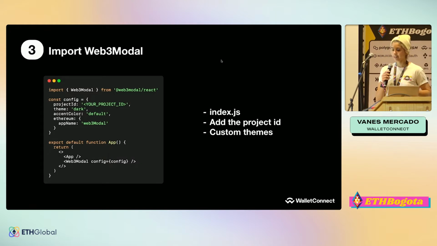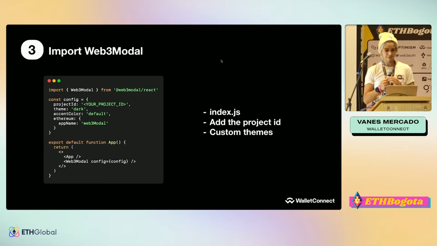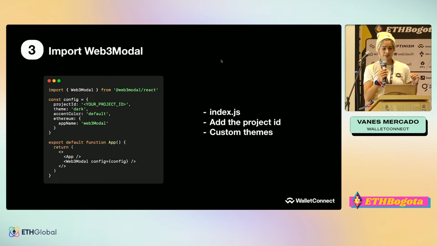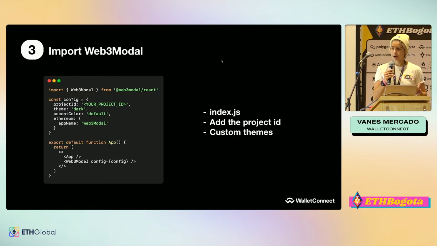To get started, we're going to first import Web3Modal. We have an example here. In your index.js, we're going to first start with importing Web3Modal from Web3Modal React. And then we're going to configure our project. That project ID will be that same ID you just created from the Developer Cloud. We have different theme options, different accent color options as well. And this is the Ethereum object where you can go ahead and name your app.